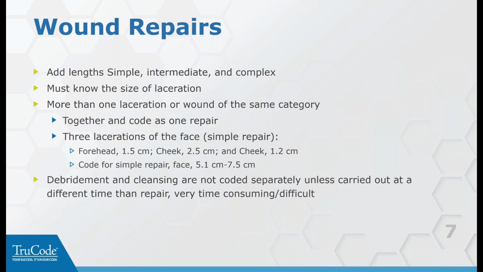Remember, there are notes in the code book that tell us if you do have more than one laceration or wound in the same category, then you would be able to code them as one repair. Example here, this patient has 3 lacerations on the face. They were all done with simple repair. One on the forehead was 1.5 centimeters, the cheek was 2.5, and the other cheek was 1.2. That's when you would add these 3 together and code it for simple repair of the face, and the range of that code is 5.1 to 7.5 centimeters. So that's different than when you have multiple lesions. You want to watch those laceration rules. Remember, these rules are in the code book, so you just need to make sure you're watching those very carefully.